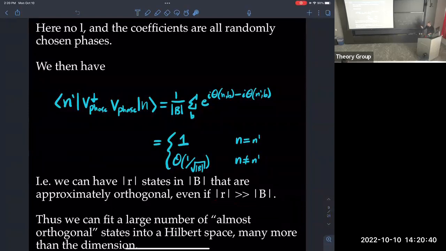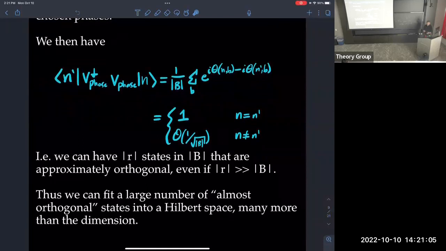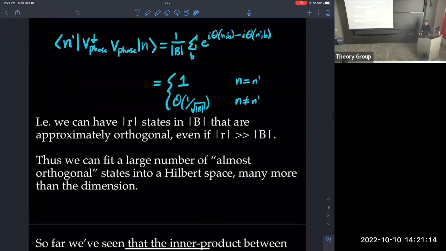Now, I will say, for those of you who are curious, there's a caveat here in this random walk argument. When little r becomes doubly exponentially big in the size of b, then this random walk argument has a subtlety and this no longer holds. But it can be exponentially big in b and this still holds. Doubly exponentially big, that's too big. So the idea is that we can fit a large number of almost orthogonal states into a Hilbert space, many more than the dimension might have naively suggested.